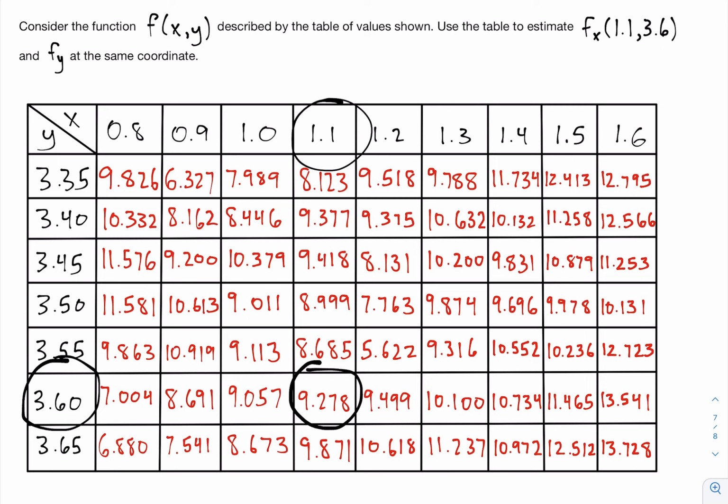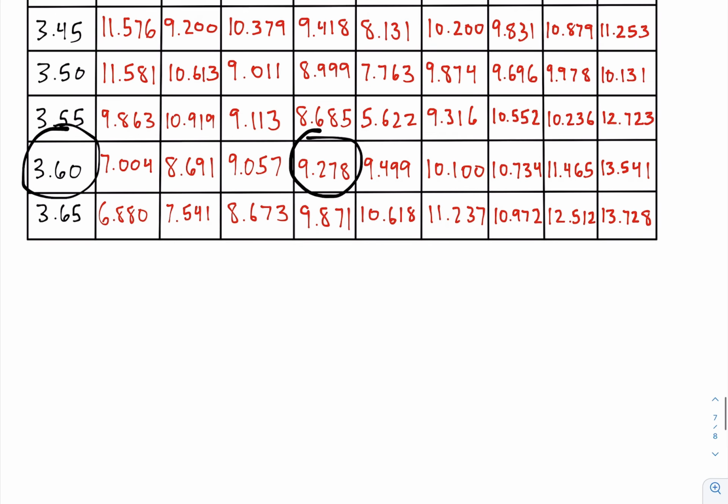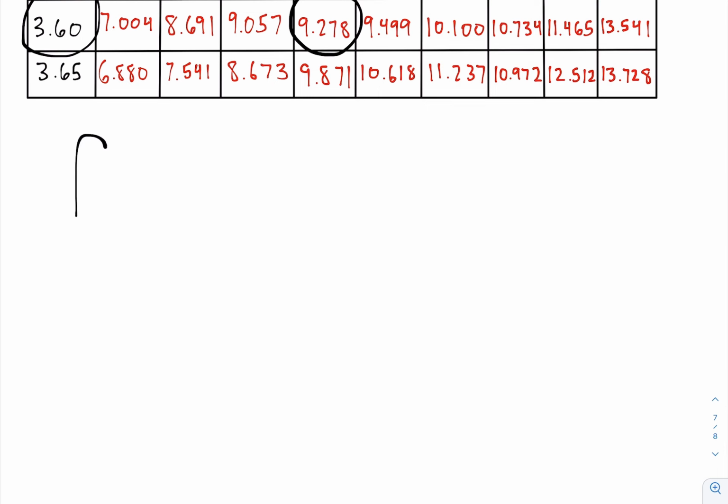I'll just erase this here. The rate at which the function is changing with respect to x at that point. Okay. So to estimate the partial derivative of f with respect to x, that's just going to be how f changes divided by how x changes.